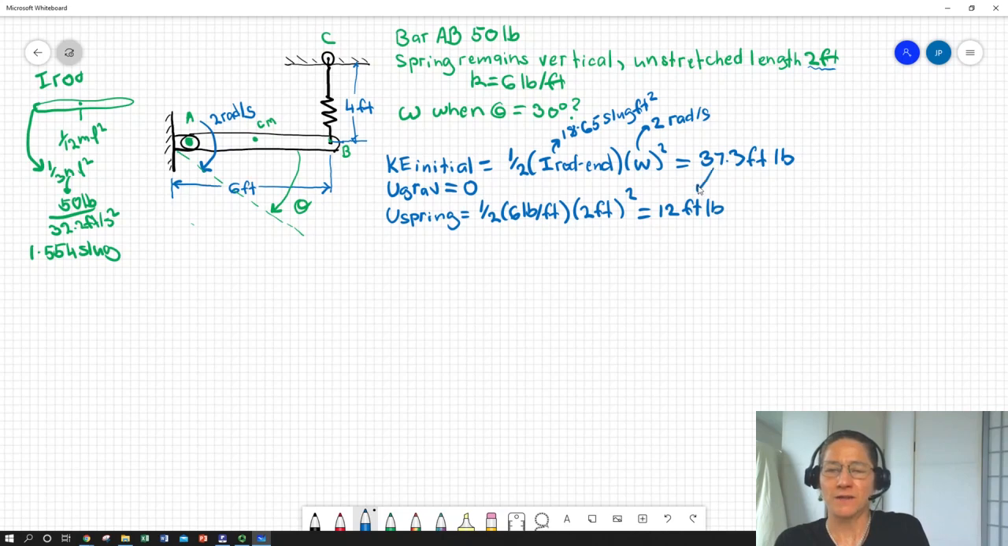So if we combine these two together, we have E total initial of about 49.3 foot-pounds. Okay, so as we rotate, we're going to increase. So we'll look over at our final state.